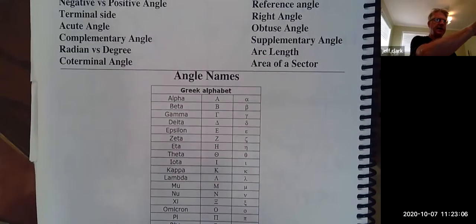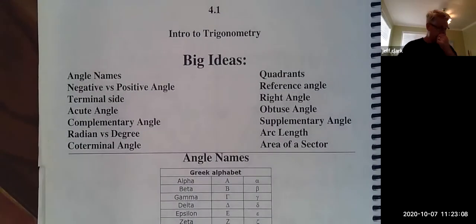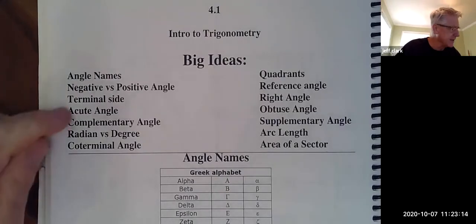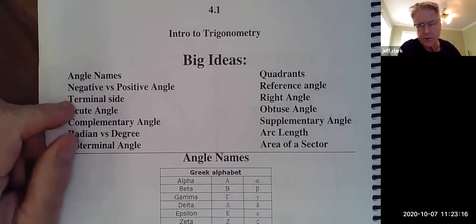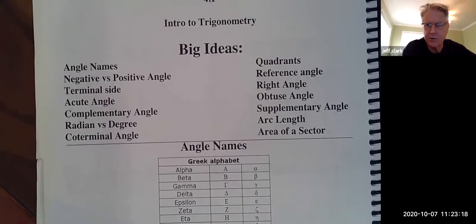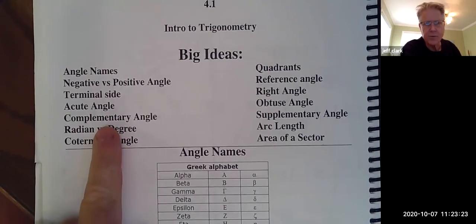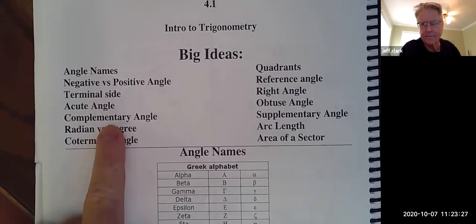So as you can see here, there's some vocabulary we're going to be looking at. That will include things like angles. Of course, trigonometry has a relationship with geometry. Angles, algebra and geometry, you've seen complementary angles. We'll go over that again.